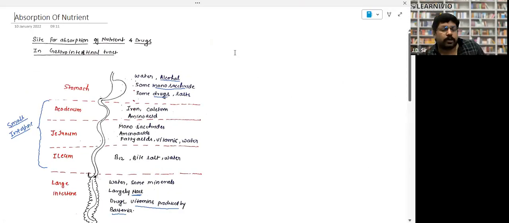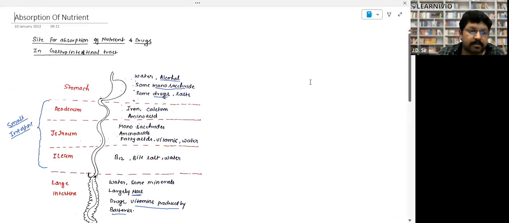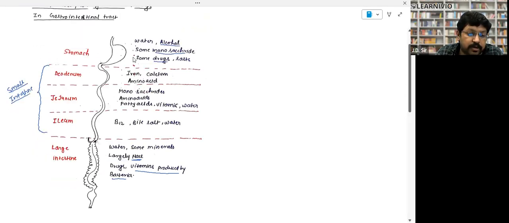This diagram is exclusively for your medical examination. You need not cram anything. This diagram tells at what part of the digestive tract which thing is absorbed, right? The site for absorption of nutrients and drugs is the gastrointestinal tract. Look, the stomach does not absorb anything, but water, alcohol, monosaccharides, and drugs are absorbed over there.